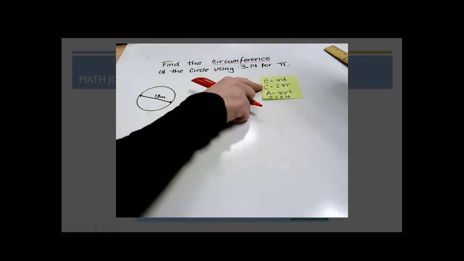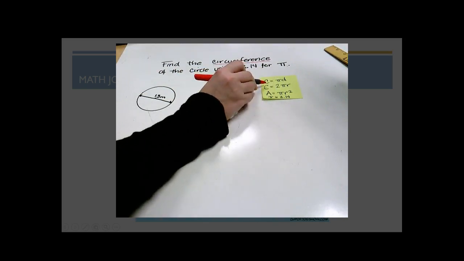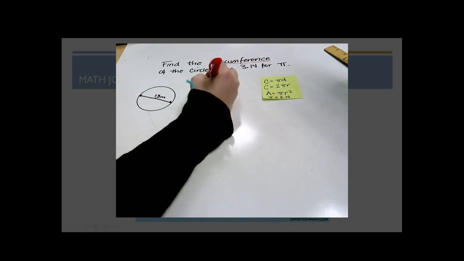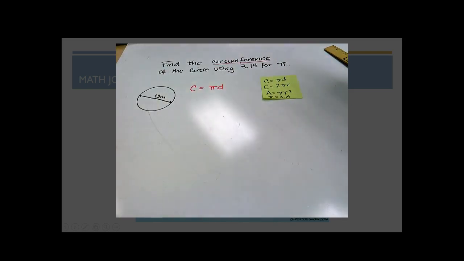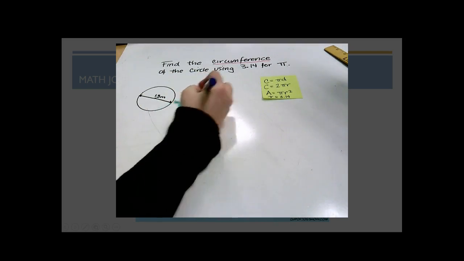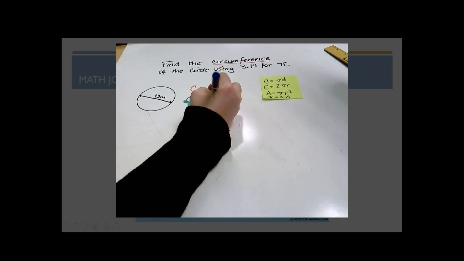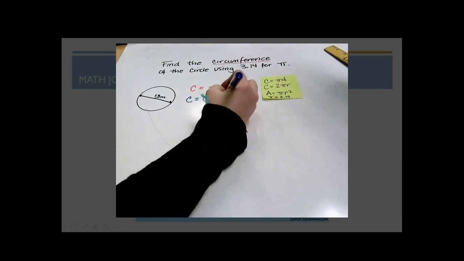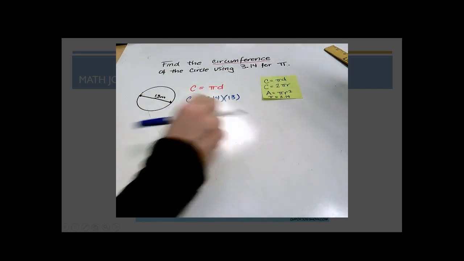So when I'm choosing between these two formulas, I can choose the formula that has circumference and diameter together. So I'm going to rewrite my formula: C equals pi times the diameter. Then I'm going to plug in and go from there. So C equals 3.14, which I can substitute for pi right there, times the diameter, which is 13. So I want to multiply those two out.